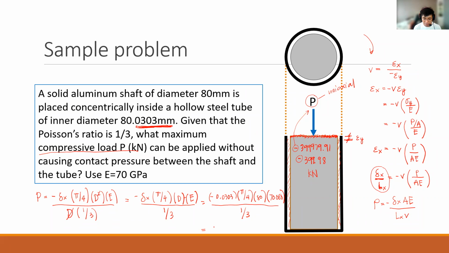Okay, so the answer is 399,799.08, or you can have it as 399.8 kilonewtons. So you can have this one as compression. The answer is giving you a negative value, so you can choose whether to write compression. Obviously it's compression already, since it's stated in the problem, so it's a bit redundant.